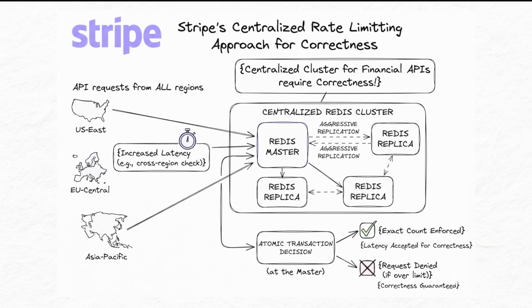And the Stripe approach is simple. Centralized Redis cluster, aggressive replication, all regions point to it. Higher latency, but financial APIs require correctness.